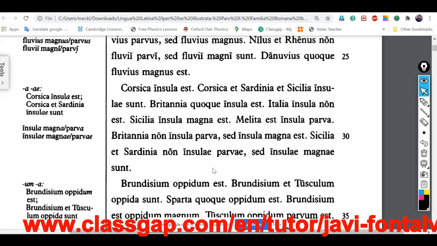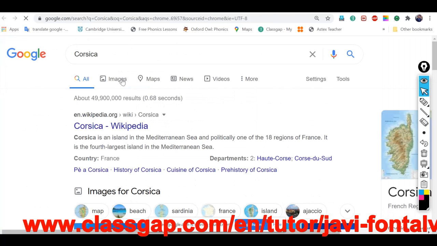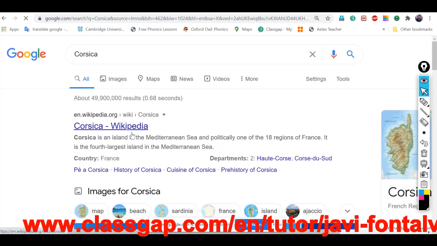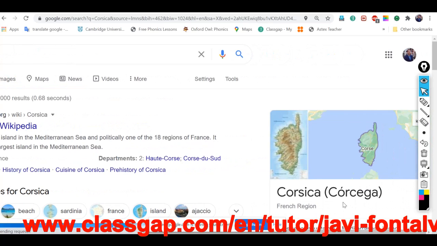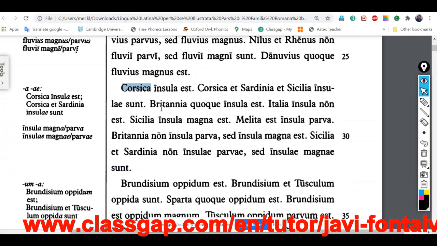Corsica is an island. Corsica is the name of an island. Let's see it. So it's this one. Do you know this place? I've heard of it. In Spanish, Córcega. In Italian, we call it Corsica. What do you call it in English? Corsica, with a C, same as in Latin.